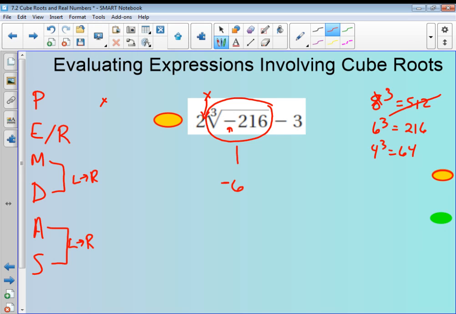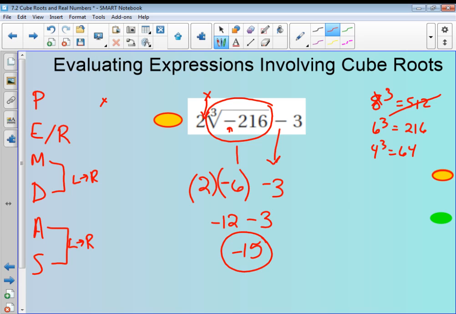I'm going to bring everything else down. So now bring down my negative 3 and my 2. Now I'm going to put that 2 in a parenthesis because I want to remember that it's not 2 minus 6. It's actually 2 times a negative 6. Or maybe I should have put the negative 6 in a parenthesis. We'll just put them both in there. So 2 times negative 6 gives me negative 12, minus 3 gives me negative 15. Okay, so once again, no symbol between a radical symbol and a number means that you're multiplying.